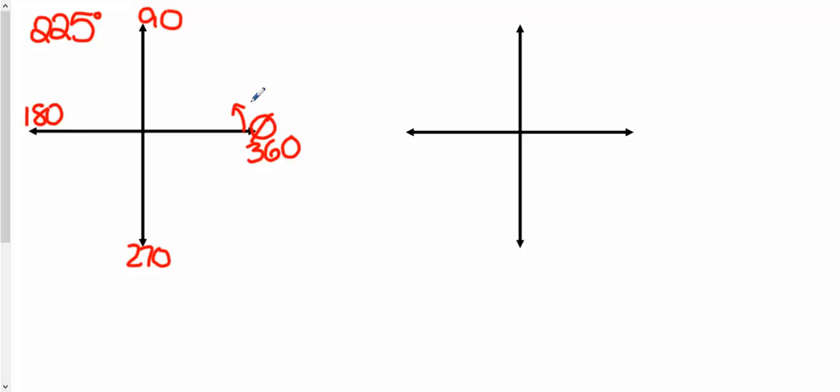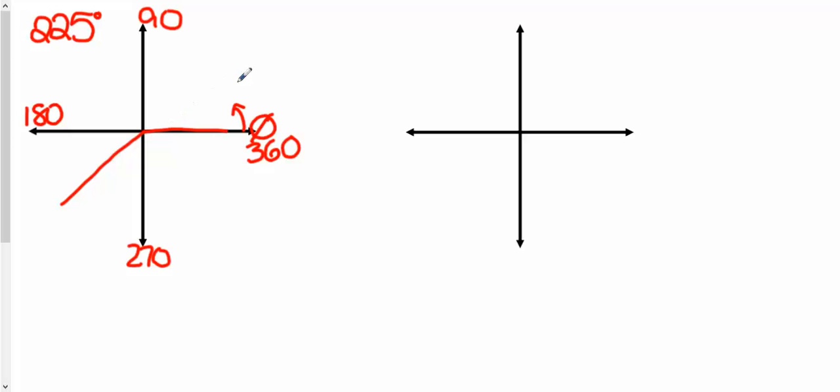360 and 0, which is good. That's where you want to be. So now we have to think to ourselves, where does 225 belong? Well, 225 is halfway in between 180 and 270. So I'm just going to draw a line halfway between 180 and 270. I want one line on my 0 so that I get a full angle.